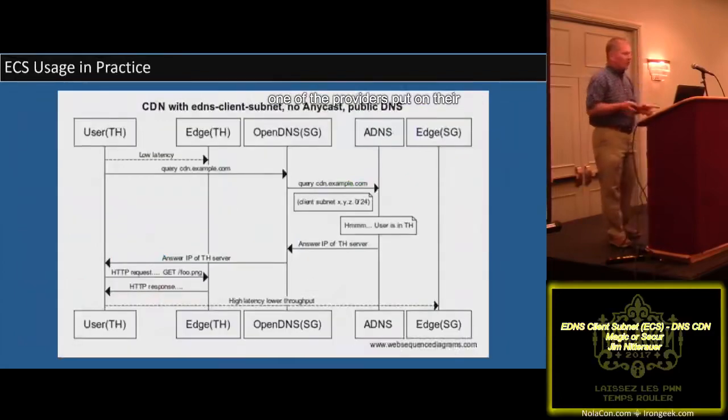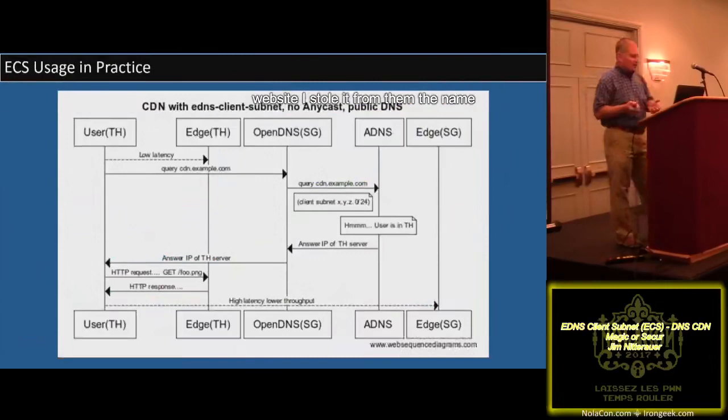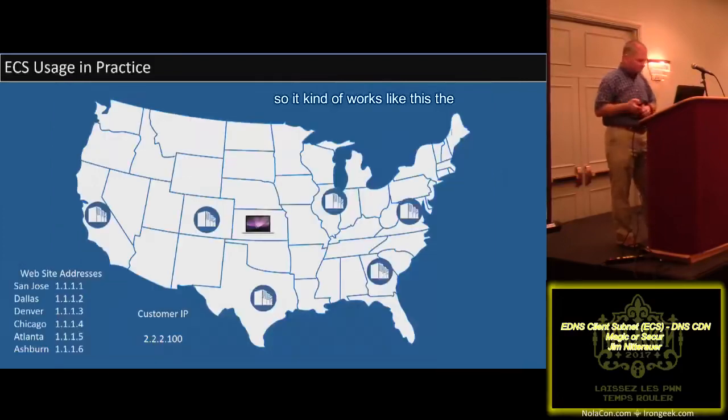This is an example that one of the providers put on their website. I stole it from them. The name of where I got it is down there in the bottom. Basically, this just shows how you can send a DNS query all the way around the globe. If that server is answering based on geolocation, it's still going to return the IP address for the nearest content that you're looking for on the internet.